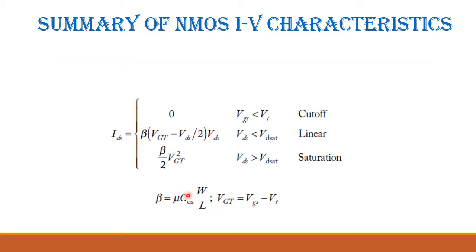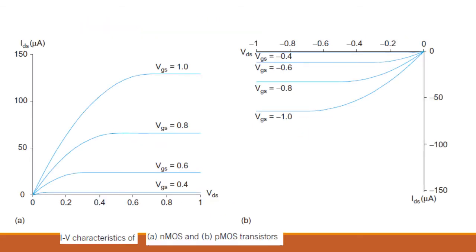Now let us summarize it. IDS is equal to 0 in cutoff region. Then IDS is equal to beta into (VGT minus VDS by 2) into VDS in linear region, and IDS is equal to beta by 2 into VGT square in saturation region. Here VGT is nothing but VGS minus VT. So we should remember this formula, that is drain current in various regions. This is the IV characteristics of NMOS transistor and this is the IV characteristics for PMOS transistor.